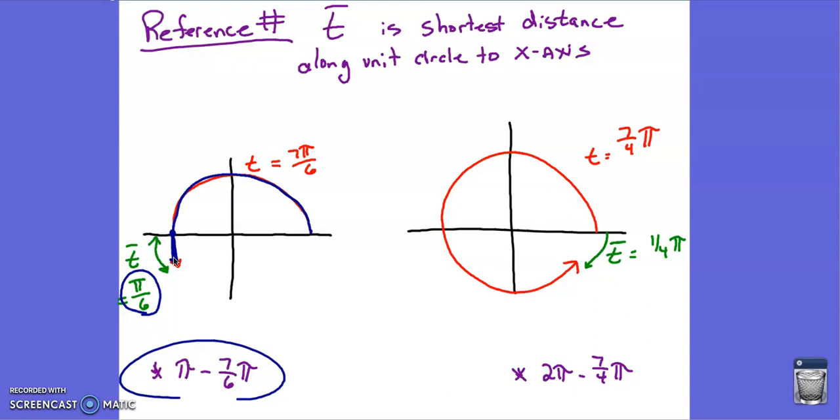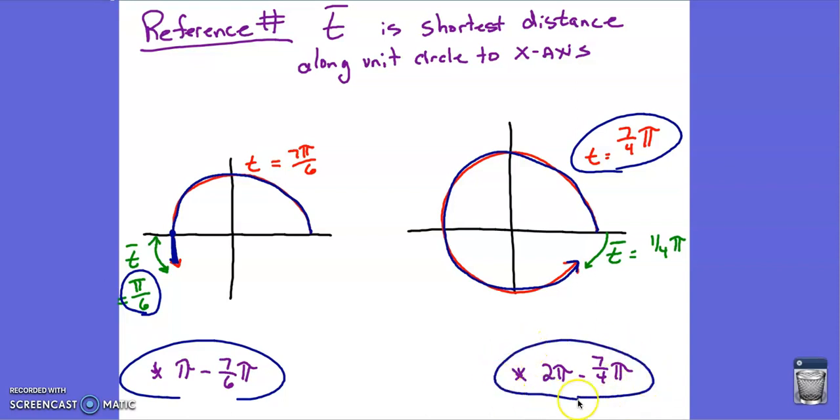So the reference number in this illustration: t equals 5 pi over 4, so I go 5 pi over 4. Again, I always go counterclockwise. I'm moving around the circle. I get to 5 pi over 4, and then notice what's left over is 1/4 pi.